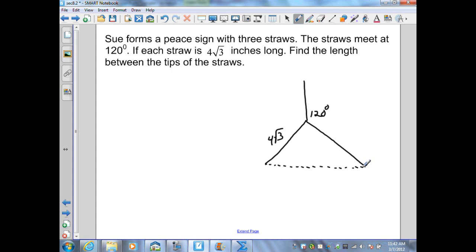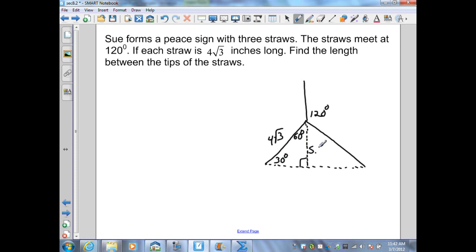The easiest way to do this is to drop an altitude from one vertex. That will give me a right angle. That gives me a right triangle. And I know that this entire angle is 120 degrees. This altitude will bisect that, making this a 60-degree angle. Now, by the triangle sum theorem, I know I have a 30, 60, 90 triangle.